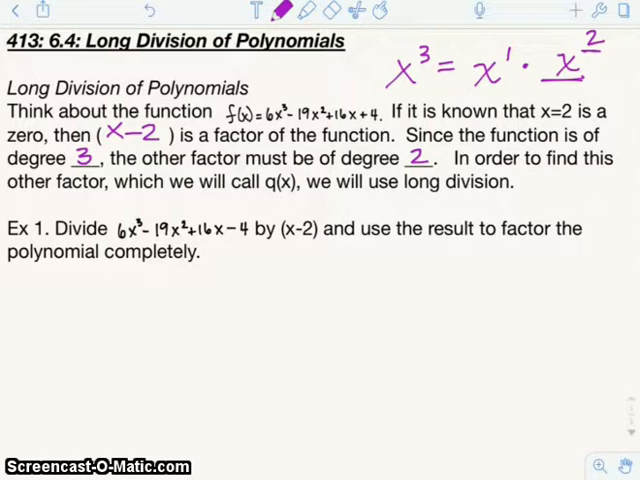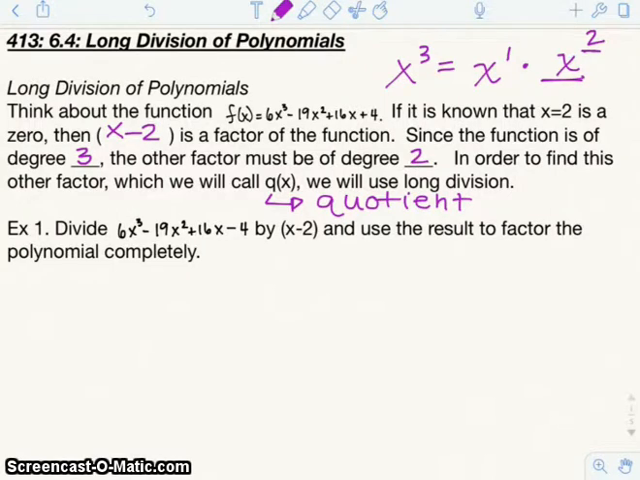In order to find this other factor, we're going to call it q of x. We will use long division. The answer when we're talking about division is called the quotient. So q of x here actually represents the quotient. That's like the product is your answer in multiplication, the sum is your answer in addition, subtraction is difference, and quotient is division. So here's what we're going to do.